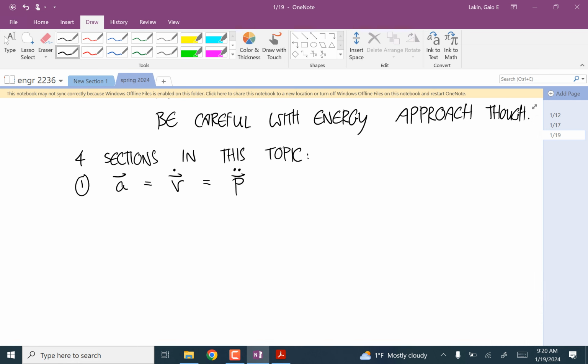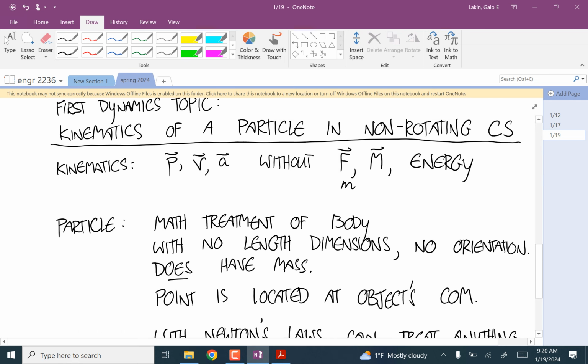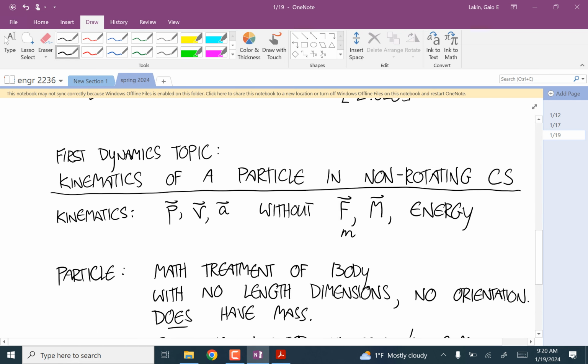Oh, before I continue with these 4 sections. The last thing that I didn't say about this title is the non-rotating coordinate systems. We've talked about that a little already. I just want you to be ready for what's coming later on. We're going to do kinematics of particles in rotating coordinate systems, and it's going to get a lot more complicated. But for now, all our kinematics of particles are just assuming that the coordinate system is holding the same orientation.